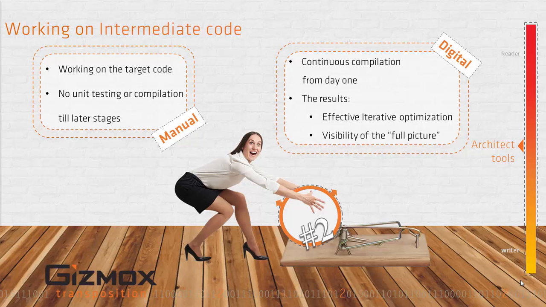Unlike in a manual rewrite, in which each error directly affects the final code, one of the basic principles of digital rewriting is working on intermediate code that enables iterations without affecting source or target code. The architect tools manipulate intermediate code, which results in there being no need for source application code freeze.